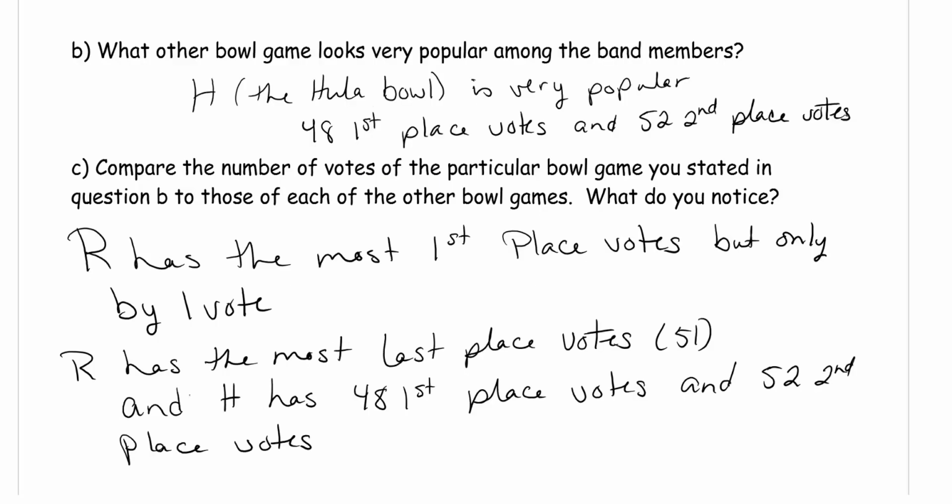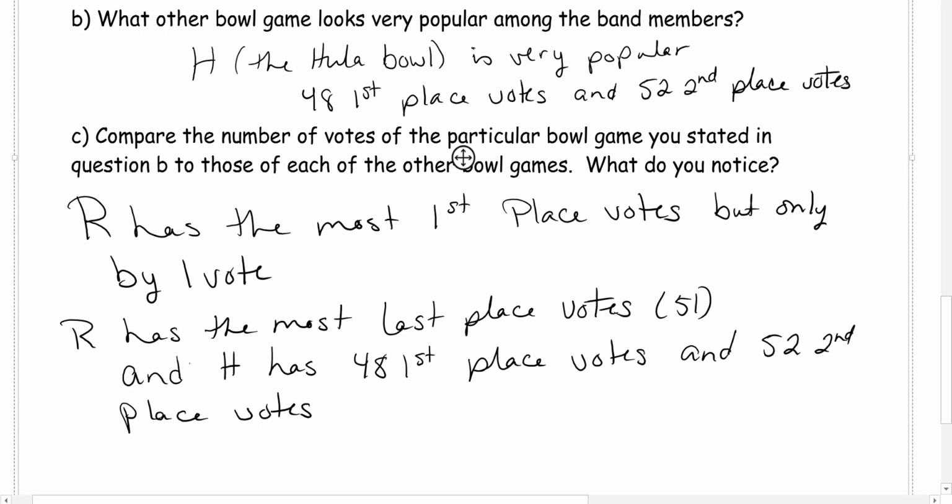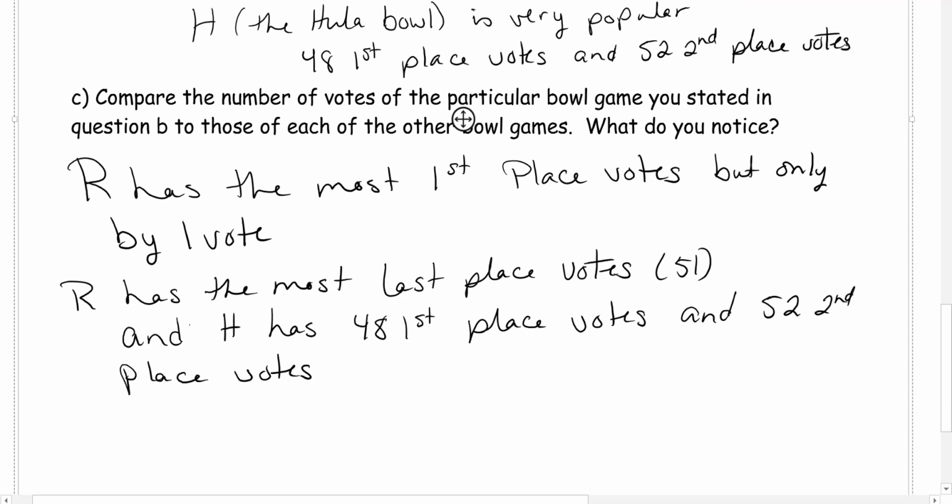Here I have written in some of the observations that we made. R has the most first place votes, but only by 1 vote. R has the most last place votes, 51 of them, and H has 48 first place votes and 52 second place votes. So people either had the Hula Bowl as first or second on their ballots, and actually R was either first or last on people's ballots. Those are the observations that we made.